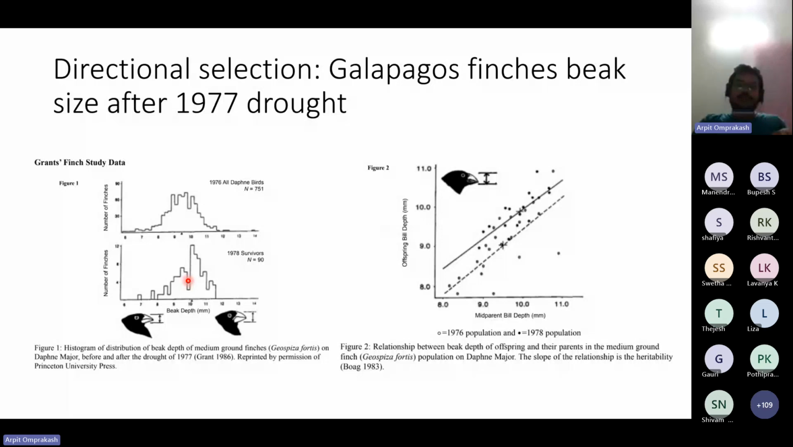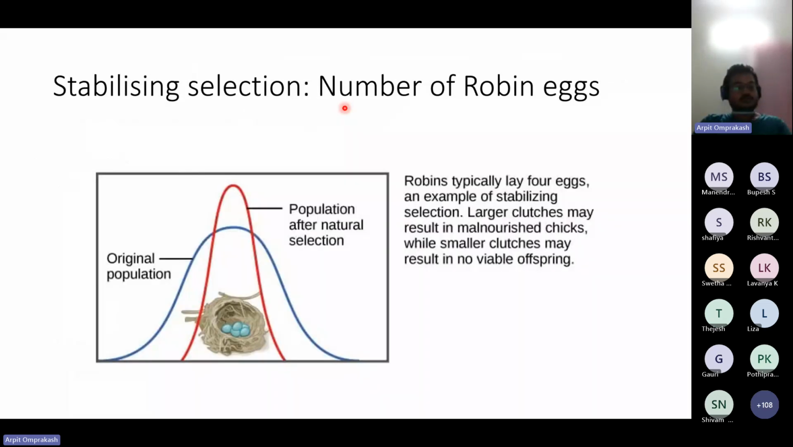The second example we have is for stabilizing selection. Let's say the number of eggs that a robin lays. Robins typically lay about 4 eggs in each clutch, or each time they lay eggs. If they have more than 4 eggs, let's say 7 or 8, they are not able to feed the number of offspring that they have, and many of them tend to die off, thus decreasing their fitness.